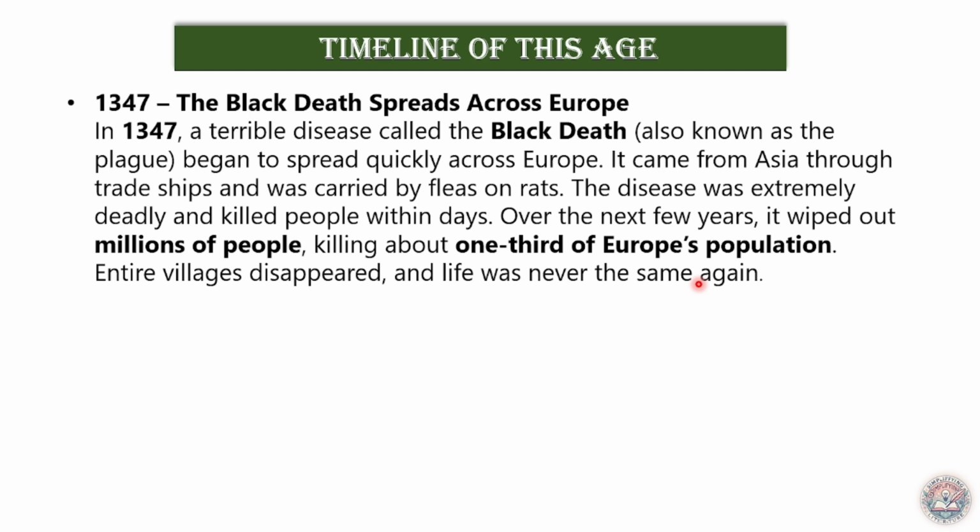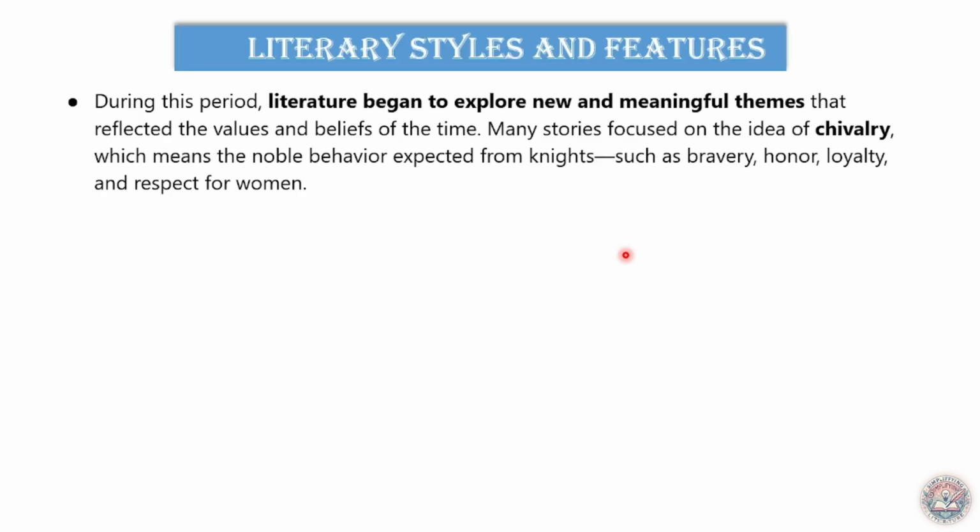So now let's move forward and talk about literature. During this period, stories began exploring chivalry, which meant bravery, honor, loyalty, and respect for women. These were the qualities that were expected from a knight.